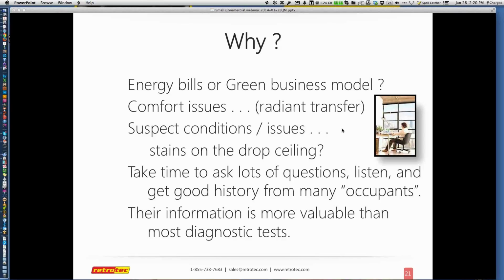I cannot stress enough the importance of really asking questions and then just stopping and listening to your occupants, the people that are there. And even if it's not the main person, try and ask other people in the office about what's happening. If you go to a house, I always recommend you talk to kids because they'll tell you everything. So the information they can tell you will actually be the most diagnostic test you can do.